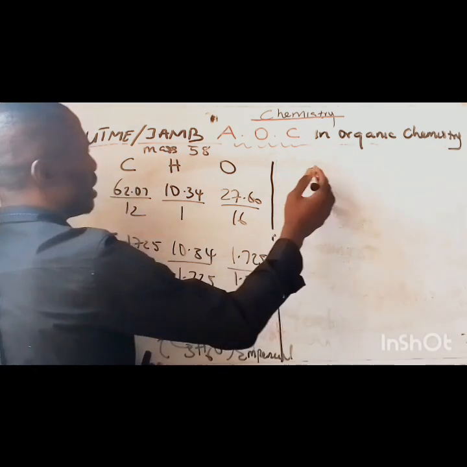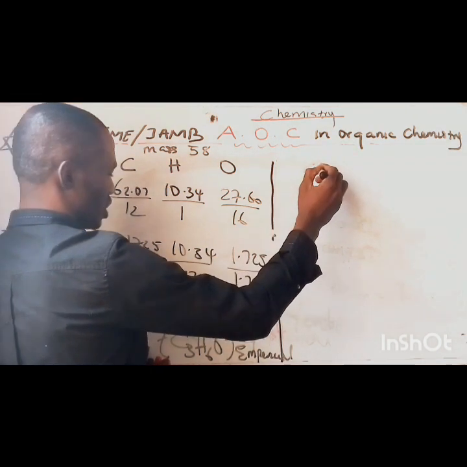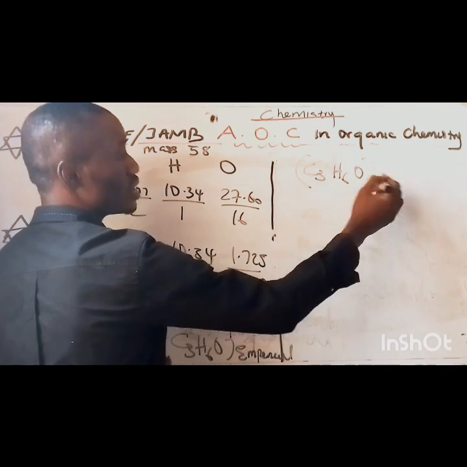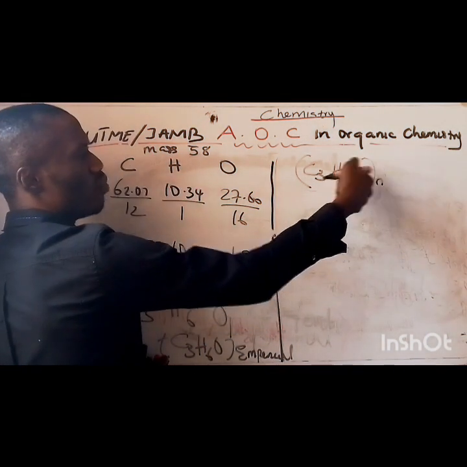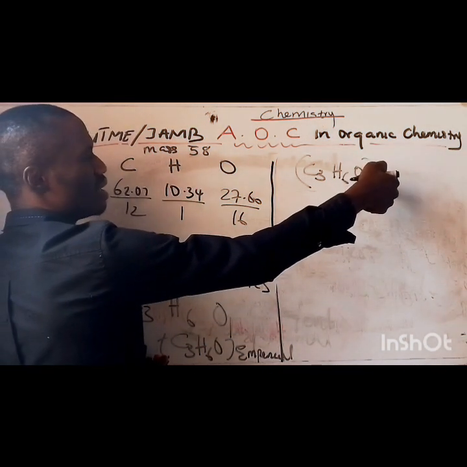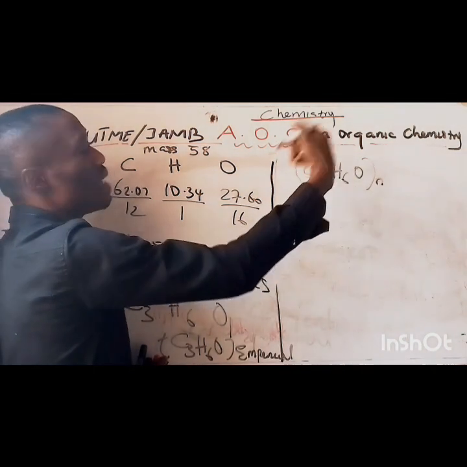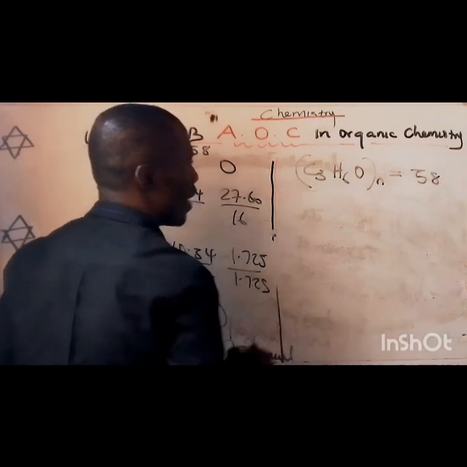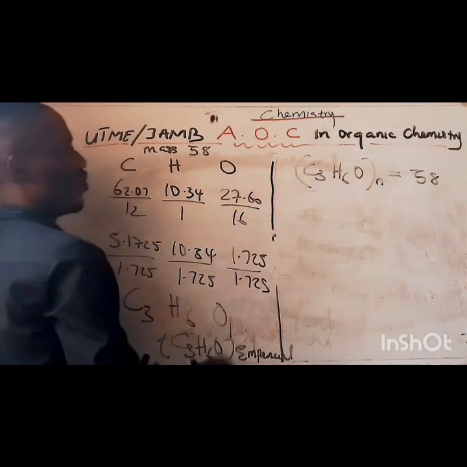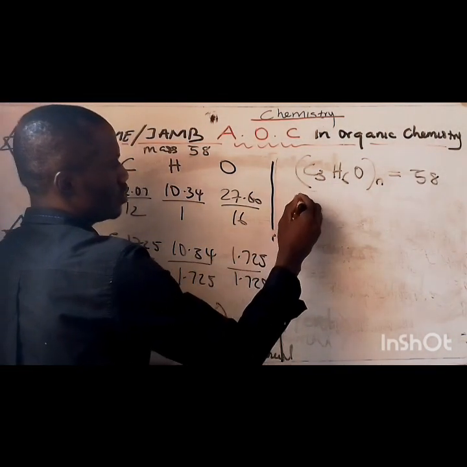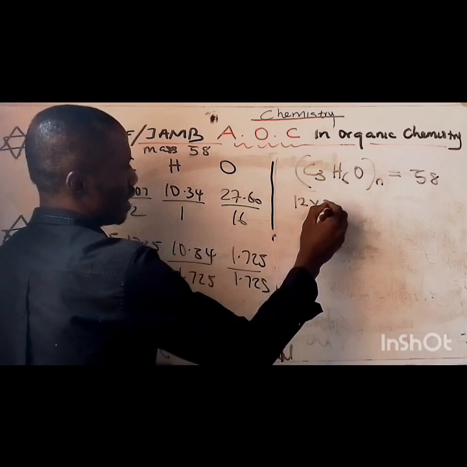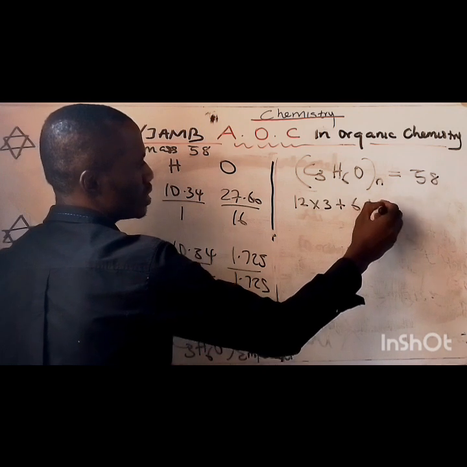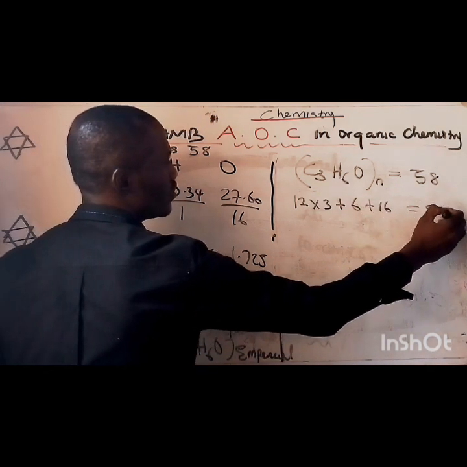So let's go for the molecular formula. The molecular formula will now become C3H6O, and then oxygen is 1, all multiplied by n. This n means the number of these units that is here. It could be any number, we don't know. So this is equal to 58. And that number is what we're actually looking for. We have that carbon is 3, 12 times 3 plus 6, 6 times 1 is 6, plus 16. Everything is equal to 58.